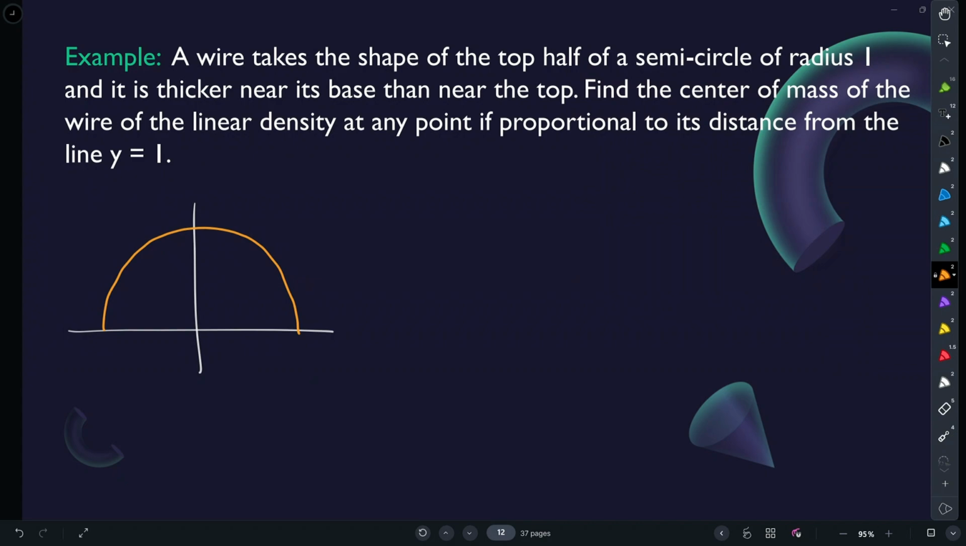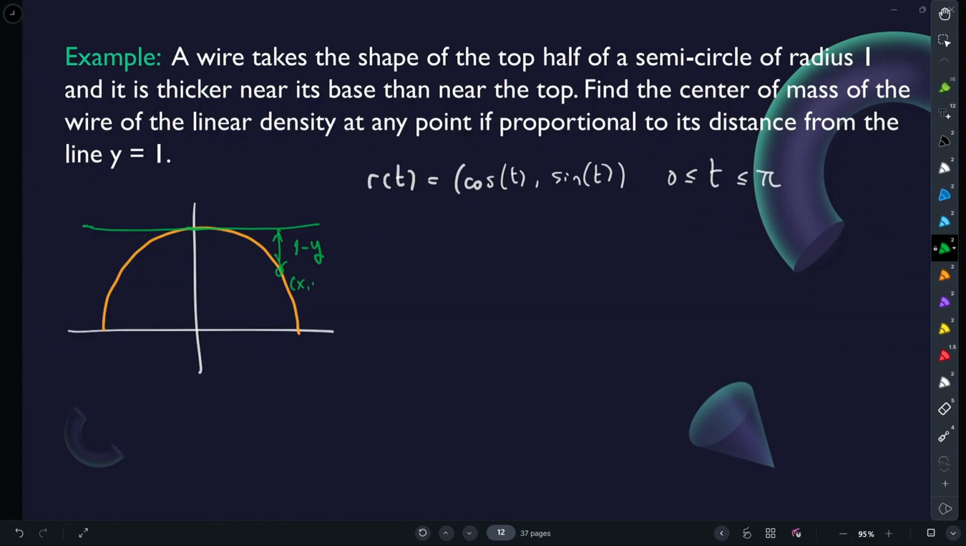I'm going to do a line integral over that. So I still have to parameterize this like we did before. I can parameterize cosine t, sine t, again between 0 and pi, that parameterizes the rope. But now the density, what they say is that, if you take the line y equals 1, the density is proportional to the distance to that line. The distance to that line is 1 minus y.